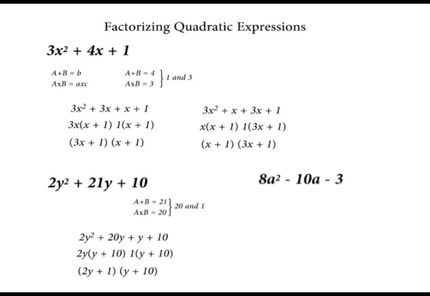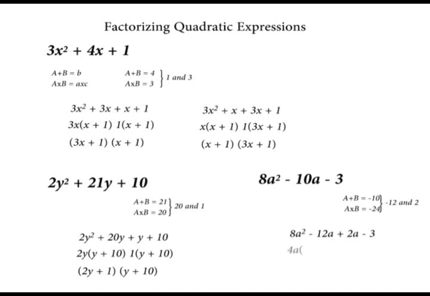8a squared minus 10a minus 3. A plus b should be equal to minus 10. A times b should be equal to minus 24. Those two numbers are minus 12 and 2. Rewrite the expression: 8a squared minus 12a plus 2a minus 3.